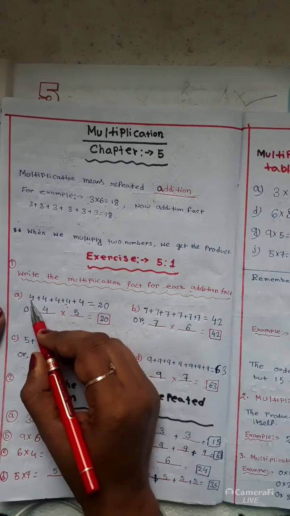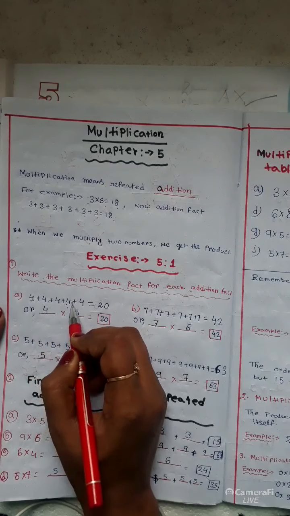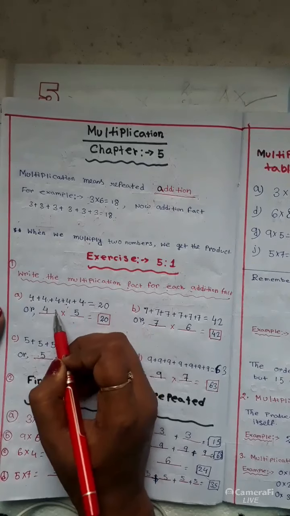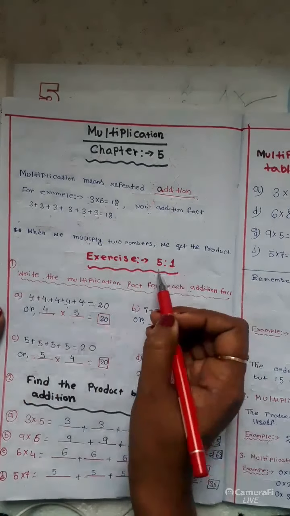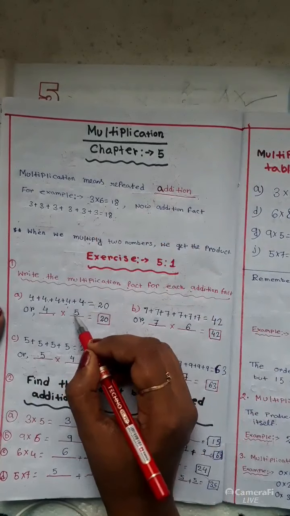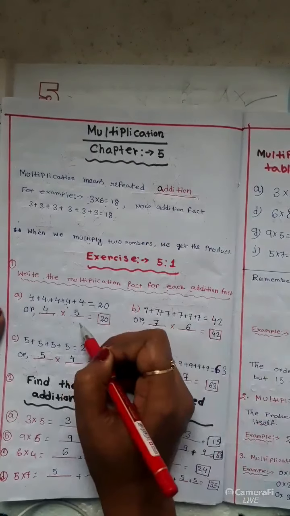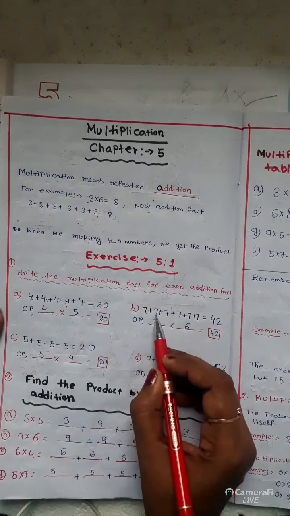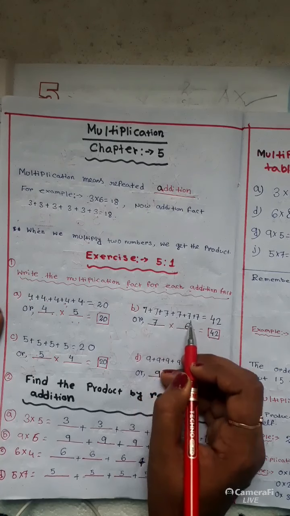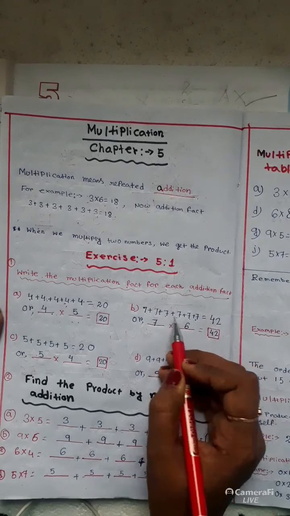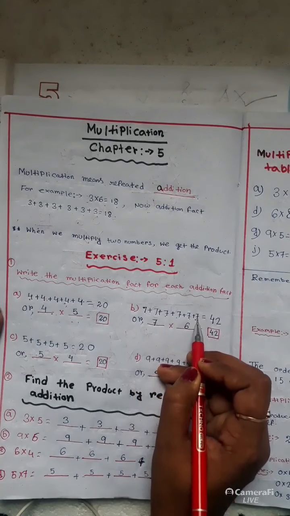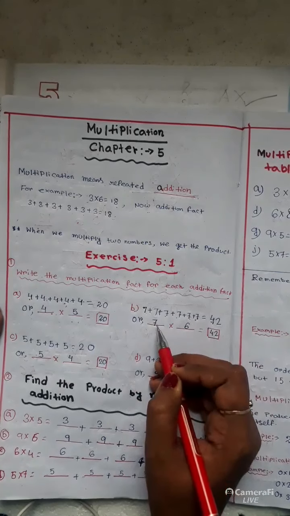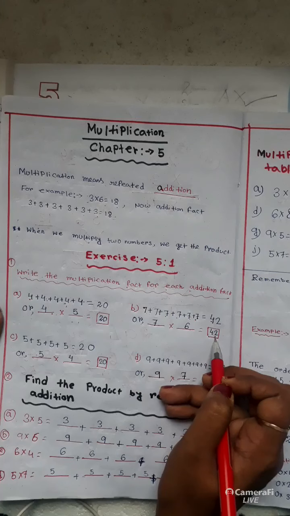So the addition fact is 4 plus 4 plus 4 plus 4 plus 4. How many 4s are there? 1, 2, 3, 4, 5. So first I will write 4, and how many times are there? 5. So 4 into 5 is 20. Very nice. In the same way, 7 plus 7 plus 7 plus 7 plus 7 plus 7. How many 7s are there? 1, 2, 3, 4, 5, 6. If we add these 7s, the answer will be 42. So 7 into 6 is 42.